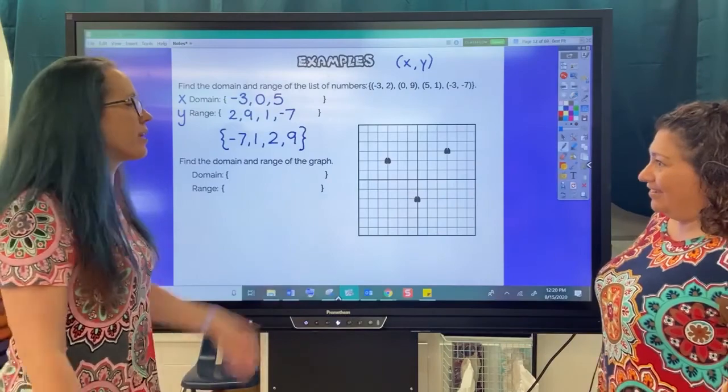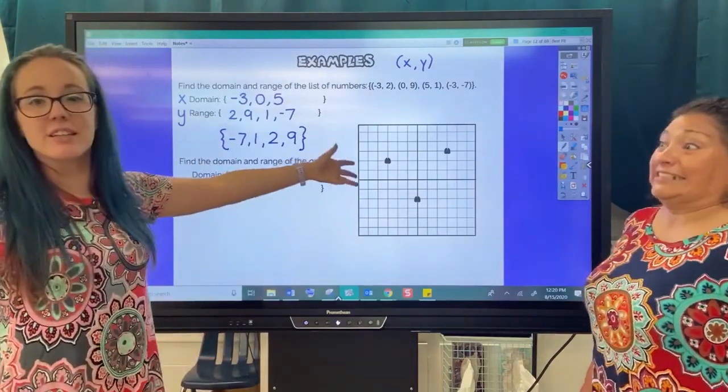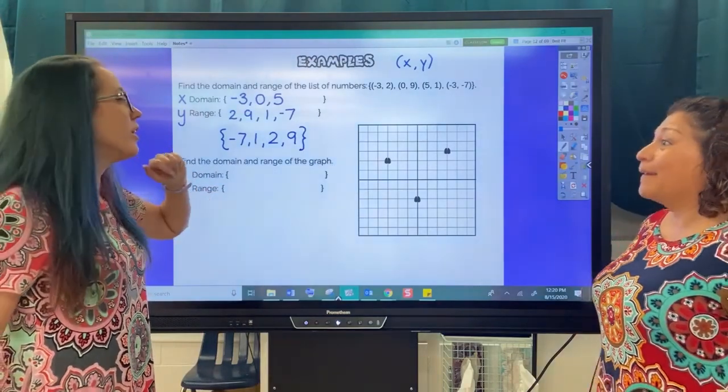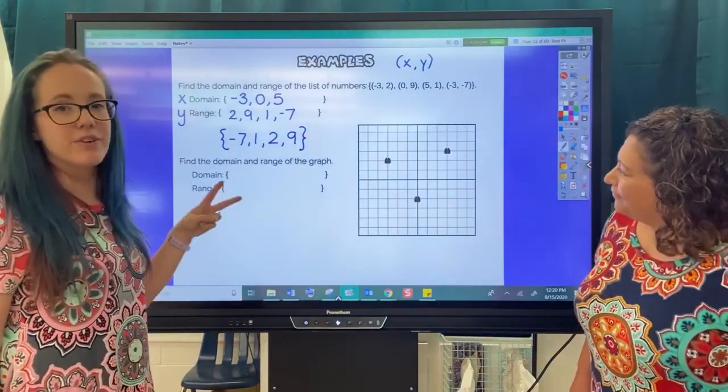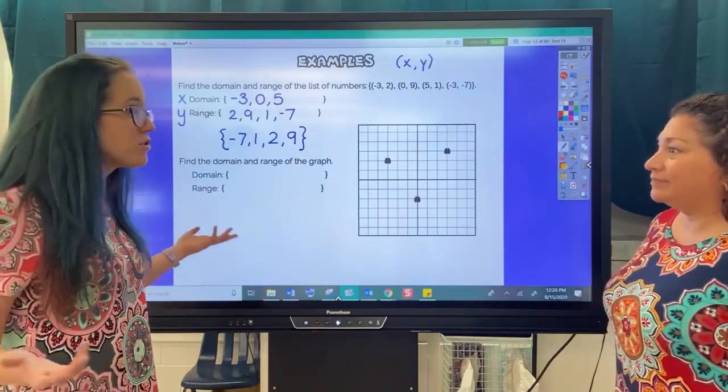Okay, so that's how you do it from a list of ordered pairs, or from a table. It would be the same way. Just look at the X's, look at the Y's. If we have a graph, it's a little bit different. And there are two ways that we can find the domain and range from this graph. So I think we'll just do both ways.